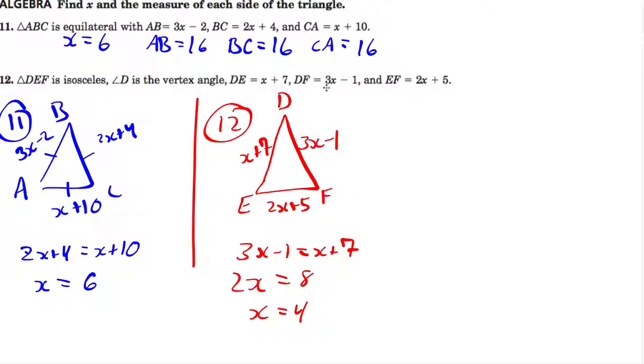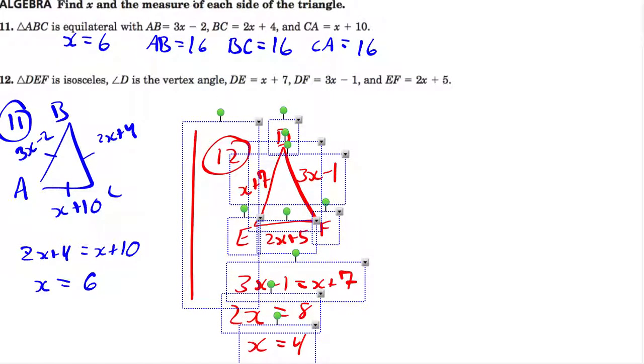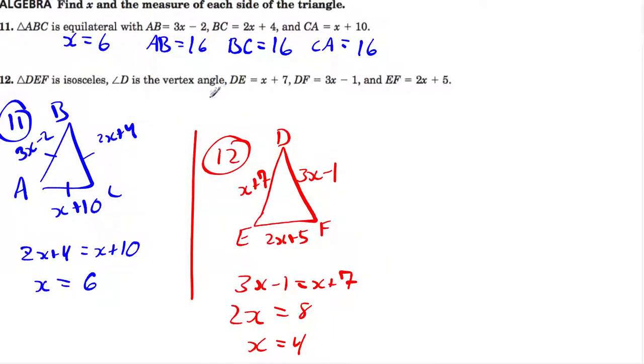Knowing that x is equal to 4, I'm just going to drag this down just a little bit. Knowing that x is equal to 4 for number 12, I can get that DE is equal to 11. DF is equal to 12 minus 1, which is 11. And then EF is equal to 8 plus 3, which is 13. So there we can see we have that isosceles nature. 2 sides are congruent. So make sure you understand how to set up these equations.